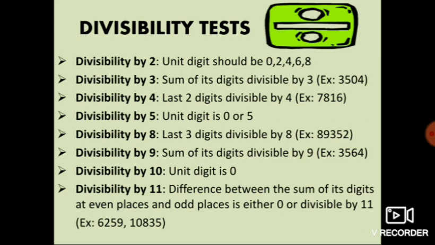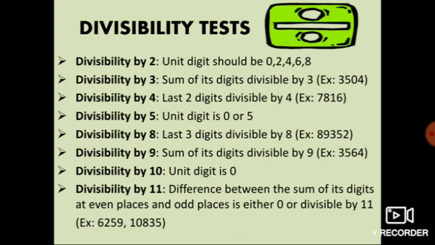About divisibility by 9. Divisibility by 9 is similar to the divisibility by 3. How do we do it? Sum the digits, and the sum should be divisible by 9. Then the number will be divisible by 9. To check the divisibility by 10, the units place will be 0.